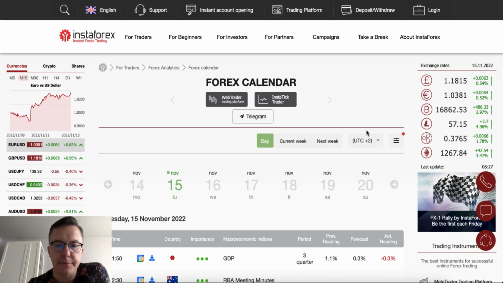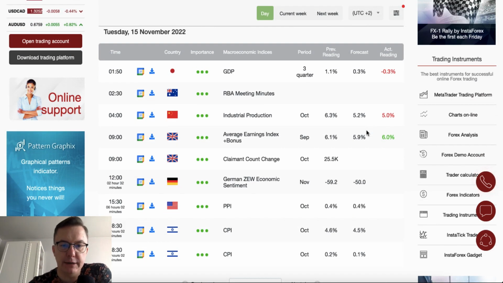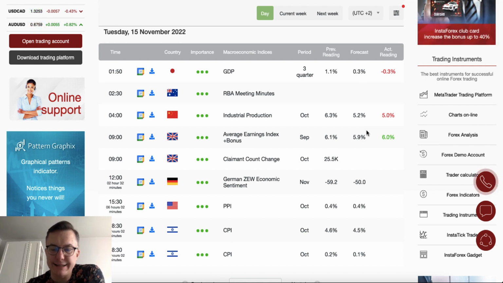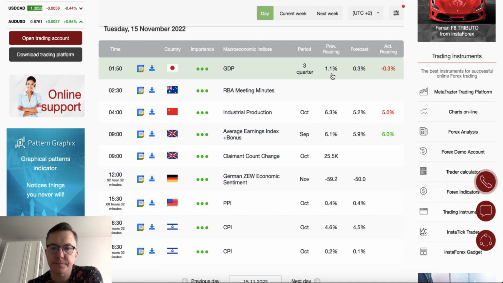So what do we have here? The first thing is that we have the data from Japan in the form of the GDP, and the GDP was less than expected. Completely disappointed the market participants. Minus 0.3 is the actual reading, while the forecast was 0.3%, and then the last reading was 1.1%. So for the third quarter, GDP is deteriorating in Japan.